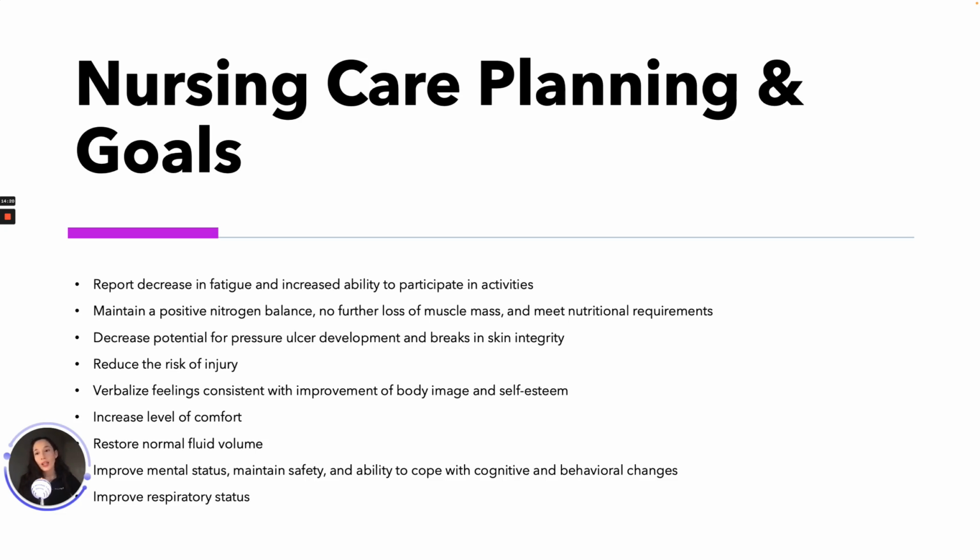So our nursing care planning and goals. These are just some examples. Report decreases in fatigue and increased ability to participate in activities, maintain positive nitrogen balance, no further loss of muscle mass, and meet nutritional requirements, decrease potential for pressure ulcer development and breaks in skin integrity, reduce risk of injury, verbalize feelings consistent with improvement of body image and self-esteem, increase level of comfort, restore normal fluid volume, improve mental status, maintain safety and ability to cope with cognitive and behavioral changes, and improve respiratory status.